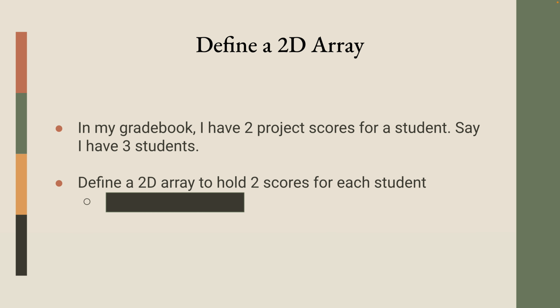Okay? So in this case, defining a 2D array, let's say in the gradebook, we still have the 2 project scores, just like with the one-dimensional array case. But now let's say I have 3 students. And I want to define a 2D array to hold 2 scores for each student. So I'll let everyone try to make a guess. In your groups, and if you need paper, I'll pass around some more paper. Make your best guess at how you would define this.